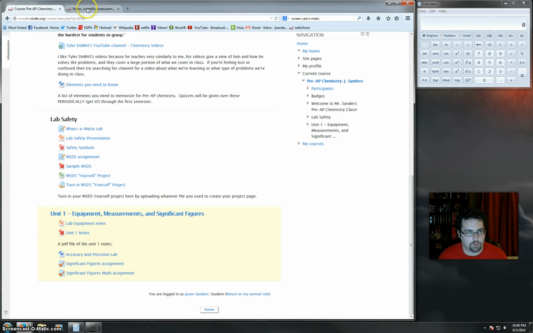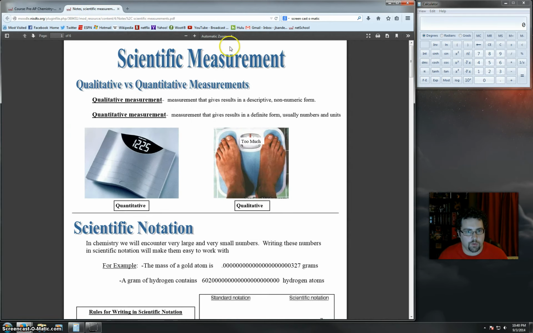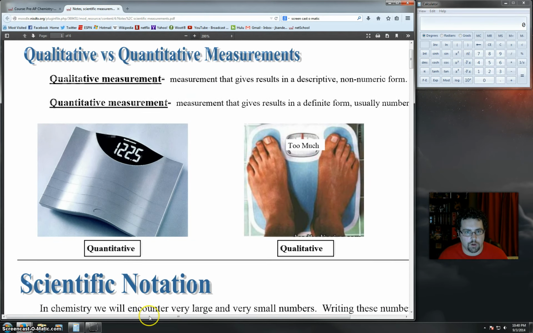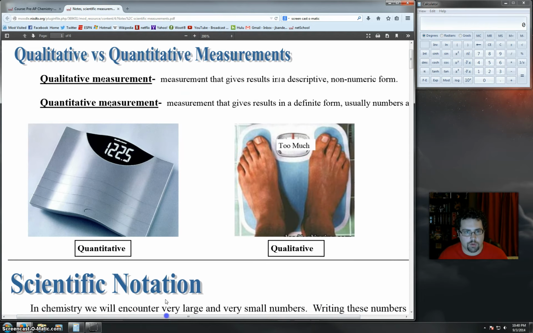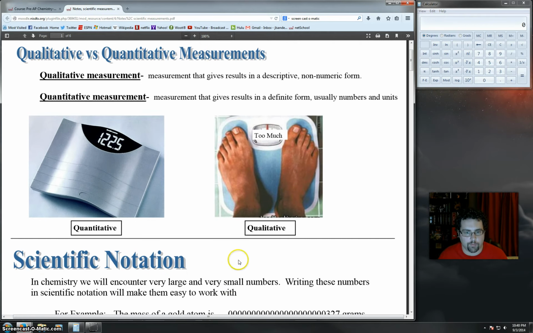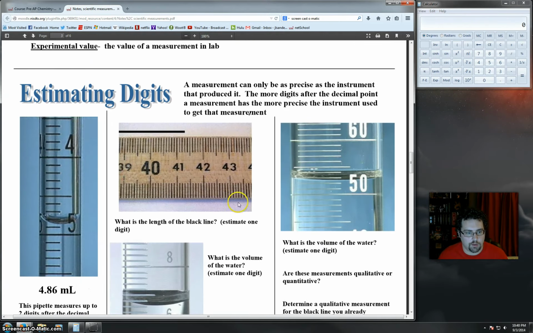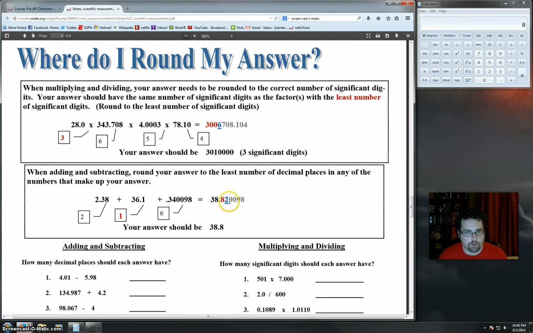I'm going to open those in a new tab. I'll zoom in for you guys. Alright, so what we need to look at today is this section right here. Where do I round my answer?